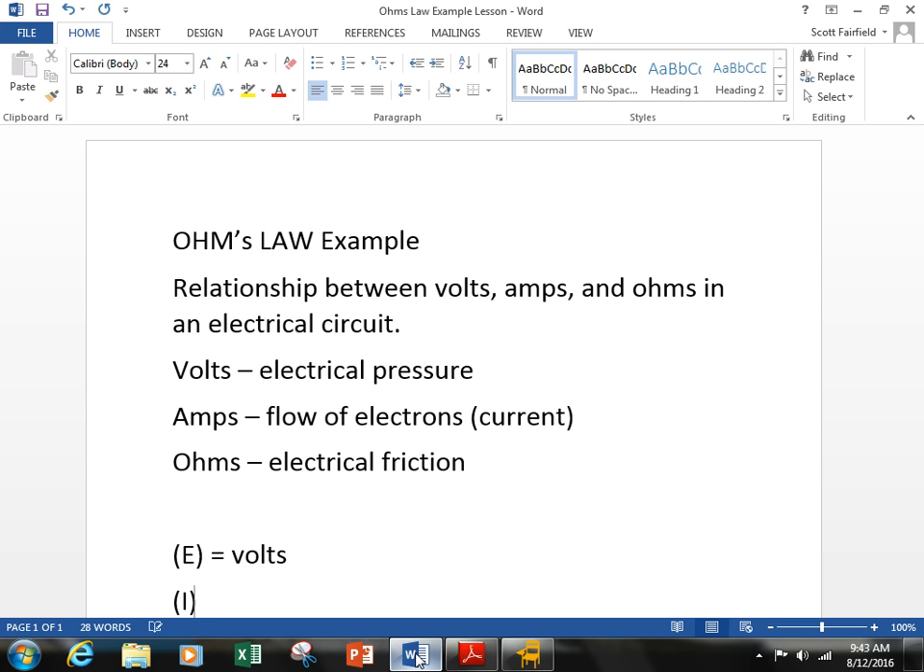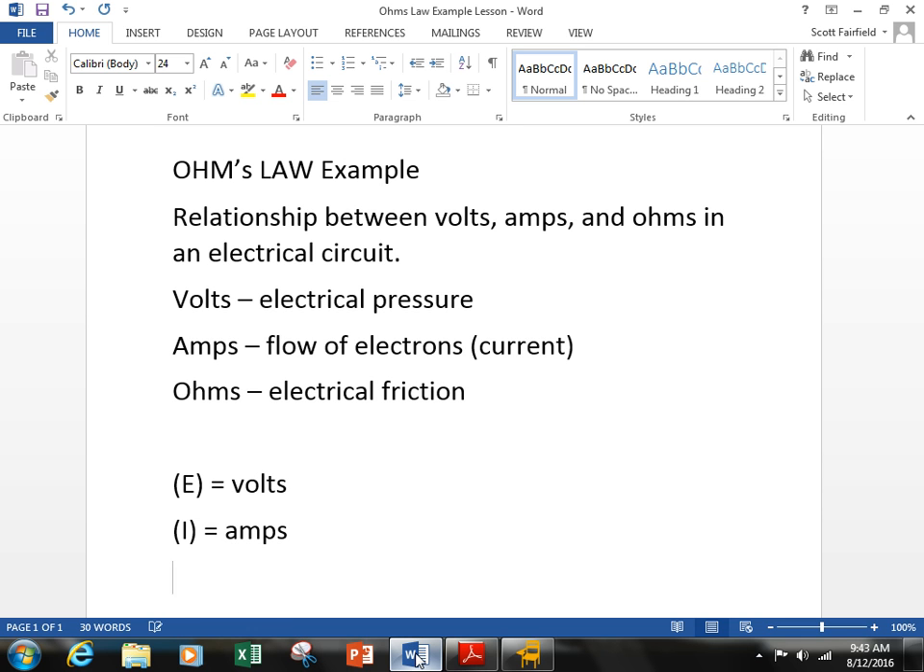I will represent amps, and people ask, why don't we use A? Well, we're talking about inductance or inducing current to flow. So when Ohm was putting together this setup, we used I to represent amperage. And then we use R to represent resistance. This will be ohms in the form of resistance.